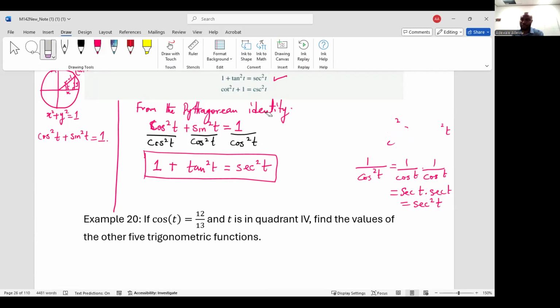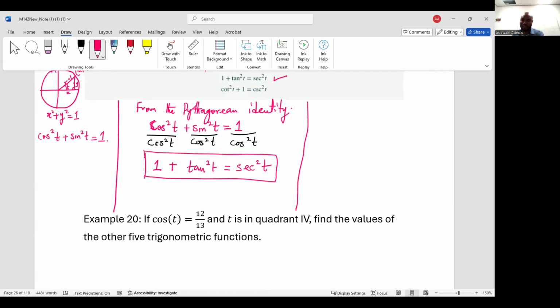Okay, quickly, let us do one more thing. Now, if we divided by cosine squared the other time, can we divide by sine squared? Yes, we can do that. So again, I return to the Pythagorean identity. From Pythagorean identity, cosine squared of angle plus sine squared of angle equals to 1.